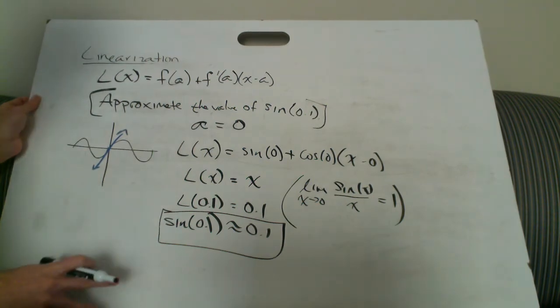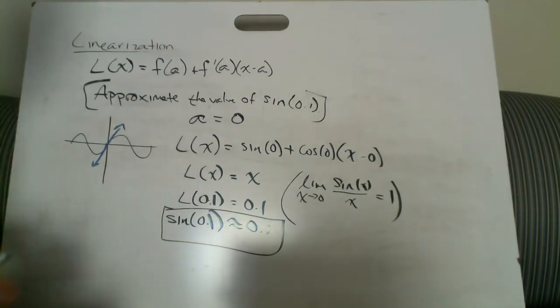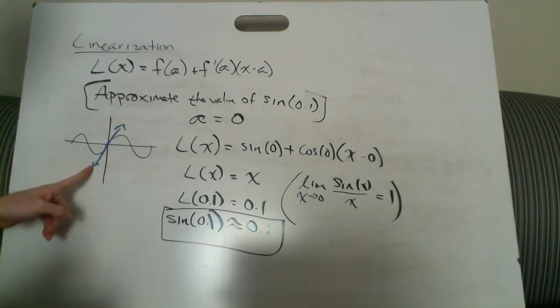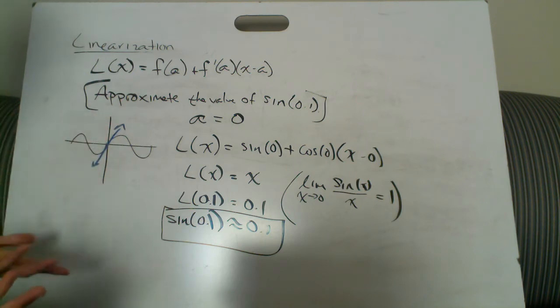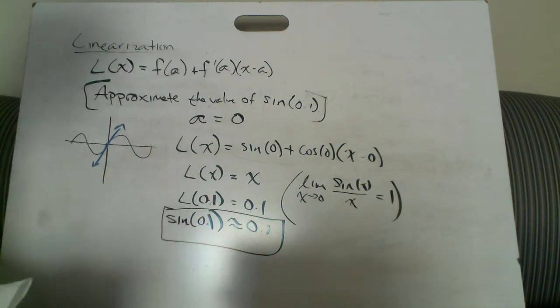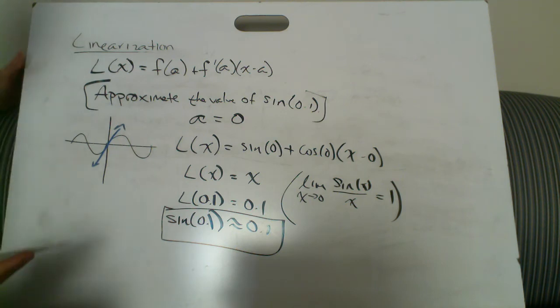I'll just let that settle in for a moment, and then I'll move on to another example. But you should be able to notice that this line here looks pretty similar to y equals x, and is also tangent here, so everything seems to check out for us. We were expecting an answer pretty close to 0, and we got an answer pretty close to 0. Again, good stuff.